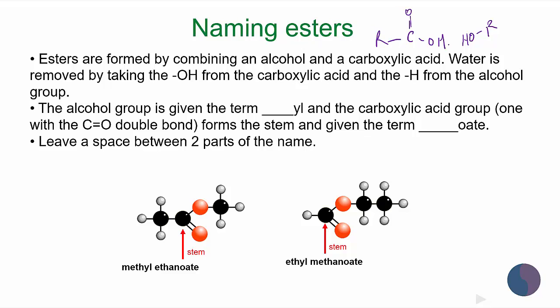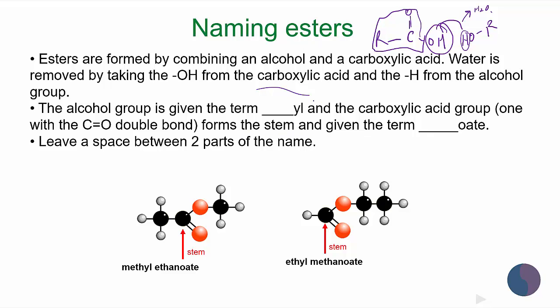But this is a condensation reaction where water comes off, and it's this alcohol group that comes off, not this one. So the H comes off the alcohol group and water comes off. That's a condensation reaction, and that is the stem. Okay, so when we say an ester is formed by combining alcohol and carboxylic acid, water is removed by taking OH from the carboxylic acid.